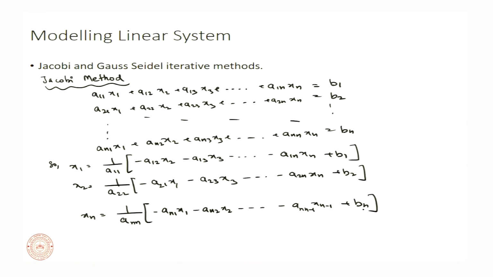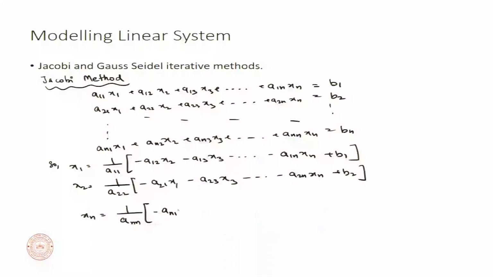So we can see that in each expression for x1, x2 to xn, we are skipping over the term that we are finding. For x1 from the first expression, we have x2 to xn. In the second expression we are trying to get x2, so we have x1, skipping x2, then x3 to xn. Similarly for the last equation, we have x1 to xn minus 1, skipping over xn.